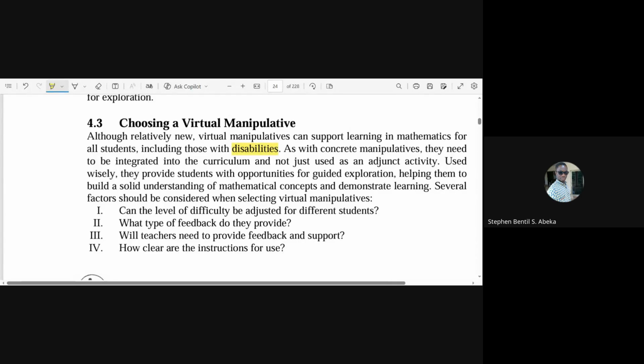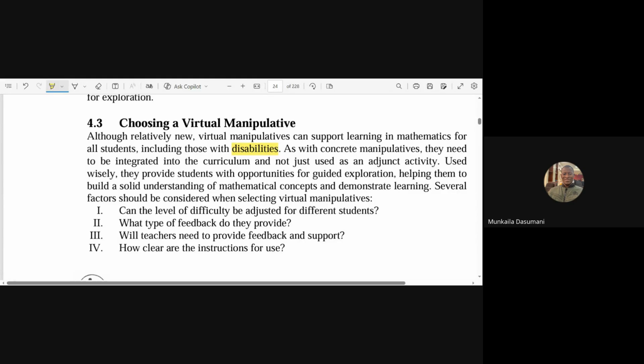Sometimes they will tell you if you want it to be slow, moderate, or fast. So based on your ability and how you want it to be done, you can just set it to your level, so that it will be adjusted to the student and how he or she can manipulate the device virtually, sir. Okay, thank you very much.